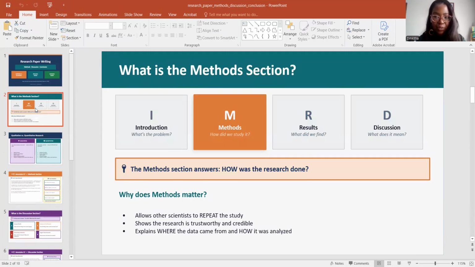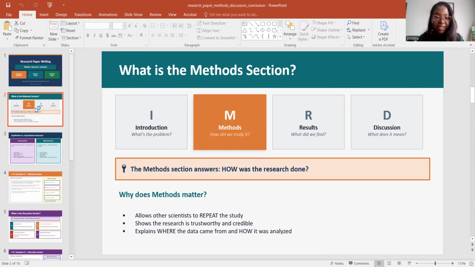So we did the introduction, right, which talked about what is our research about, what is the problem, what is the hypothesis. Hypothesis is when you ask a question, a research question, and you're trying to find the answer to the problem. All right, we did that last week. Now we're looking at methods.